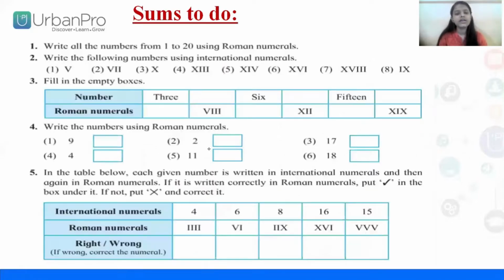Okay, so now here are few sums to do. So first question, I have mentioned the answer in the previous slide, you can see that. And see the second one. See, it is V. You know the value for V, right? It is nothing but 5. And see next one, VII. So what is VII? V is 5, I is 1, and another I is again 1. So 5 plus 1 plus 1 is nothing but 7. So this one is 7, and this one you know 10. And next one, see 10 plus 3 I's. That is nothing but 10 plus 3, 13.